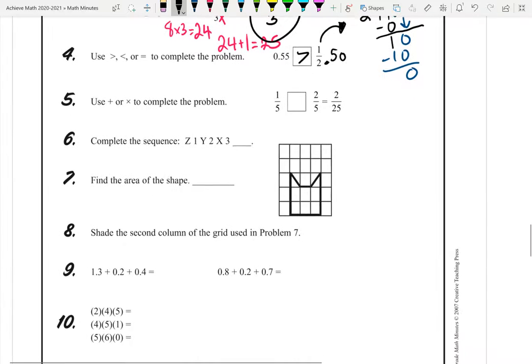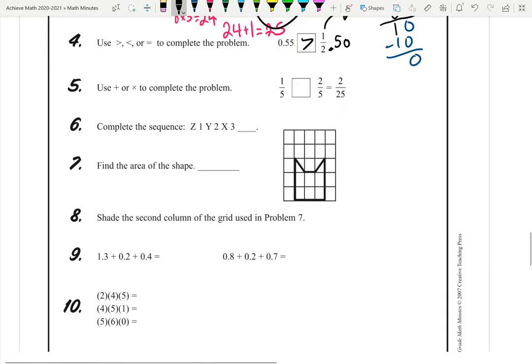Continuing, number 5, use plus or minus to complete the problem. Let's see what happens. 1, 2, and stays the same as 2. And then it goes 5, 5, and 25. 5 times 5 is 25, so it's going to be multiplication because the denominator's changed. Z, Y, X, W, it's going backwards in the alphabet.